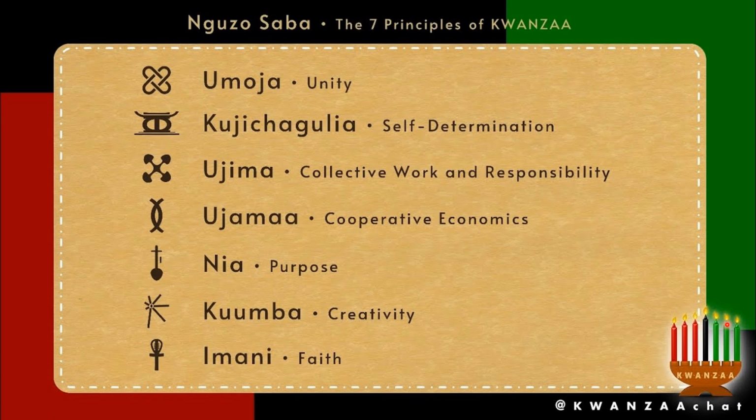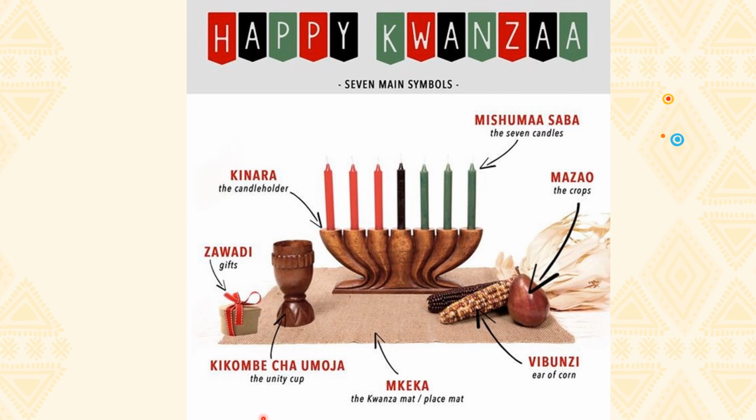The celebration takes place from December 26 to January 1st, with each of the 7 days dedicated to one of the 7 principles of Kwanzaa, known as the Nguzo Saba. The Nguzo Saba, the 7 principles of Kwanzaa, are unity, self-determination, collective work and responsibility, cooperative economics, purpose, creativity, and faith. There are also 7 symbols that families normally prepare and present in their house during Kwanzaa. First, the Kwanzaa mat, the unity cup, the gifts, the candle holder, 7 candles, the grapes, and the corn.